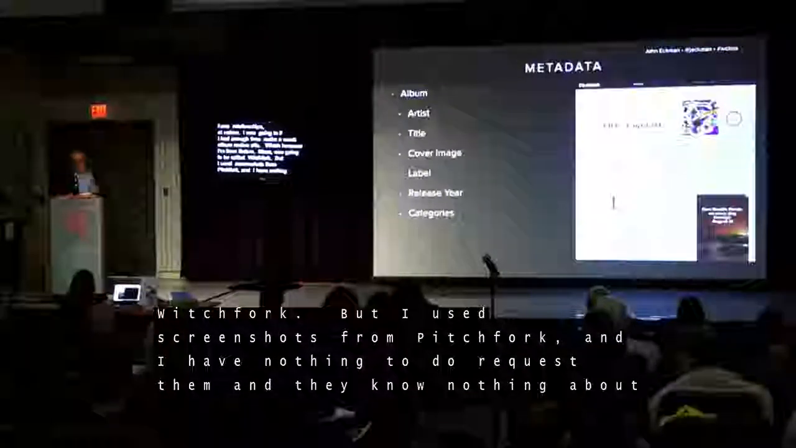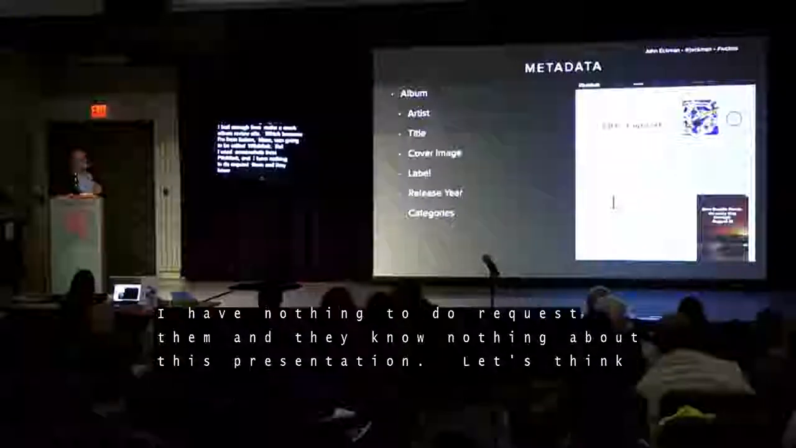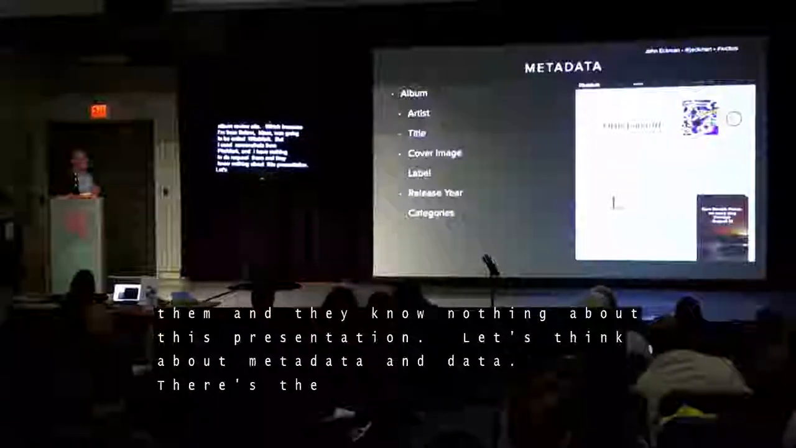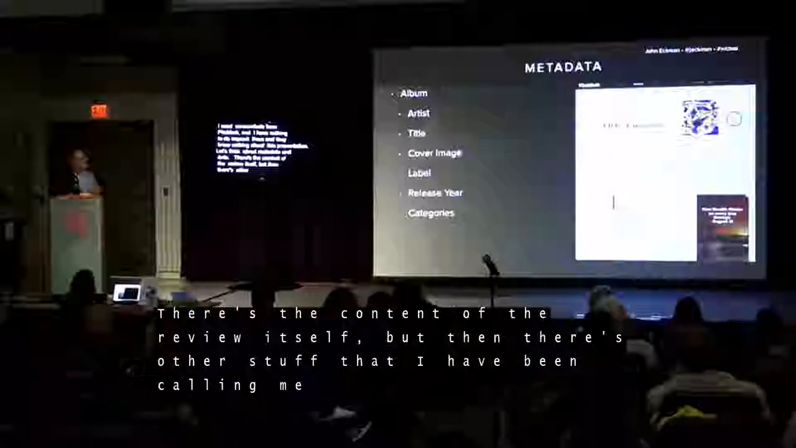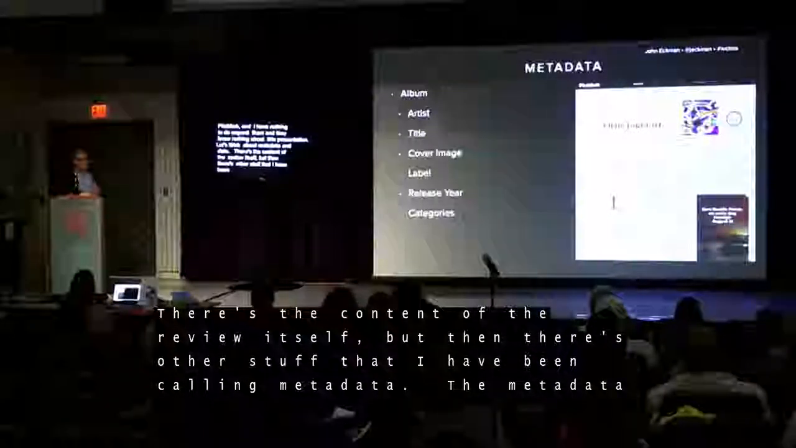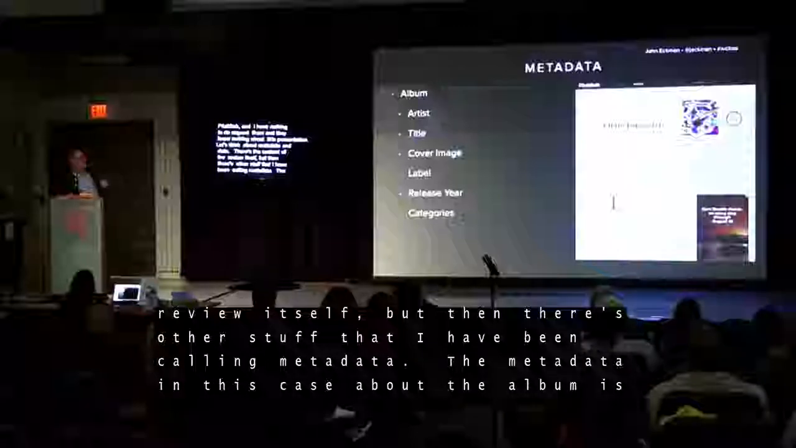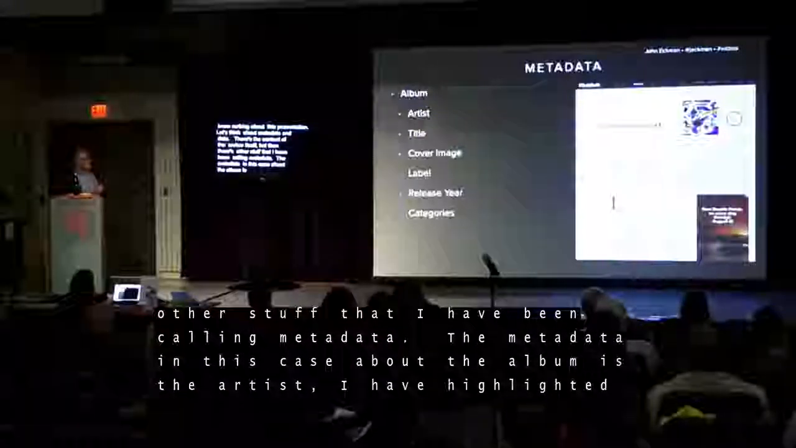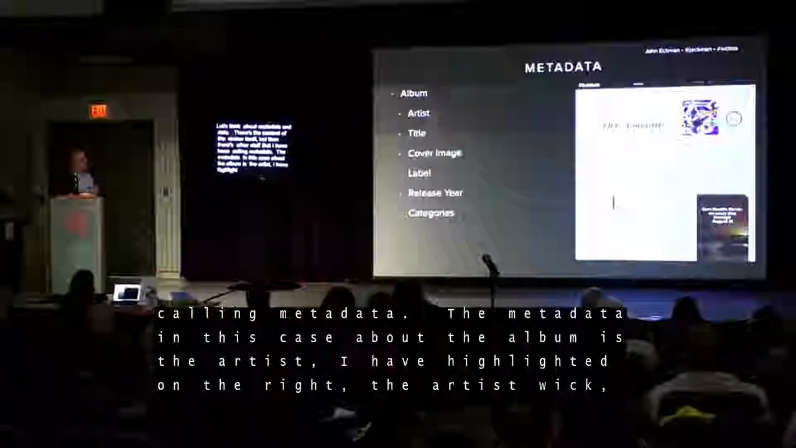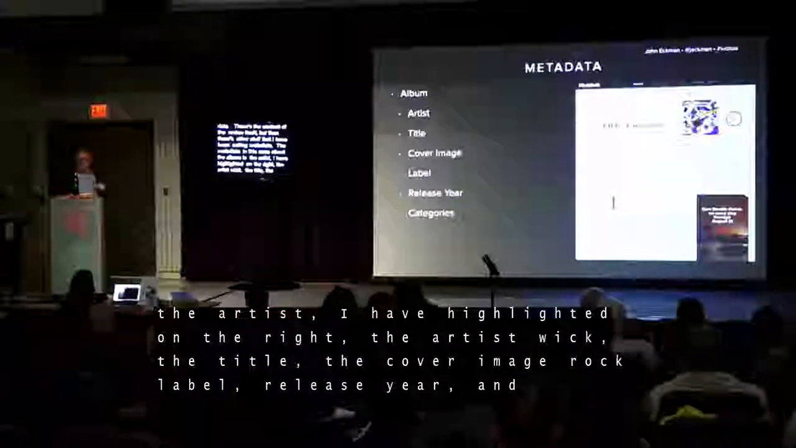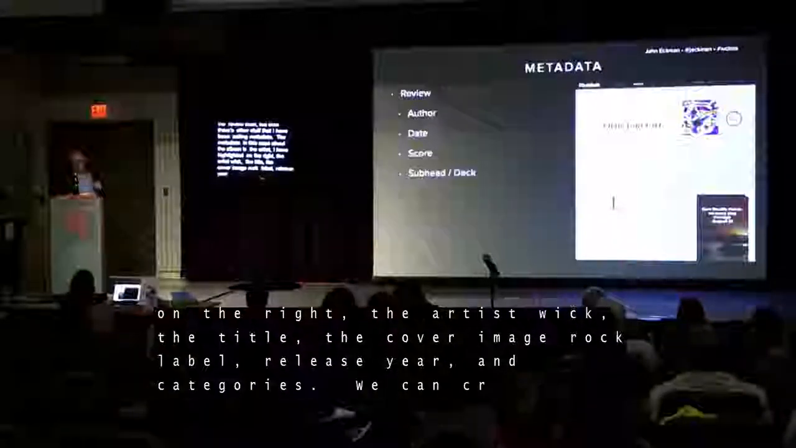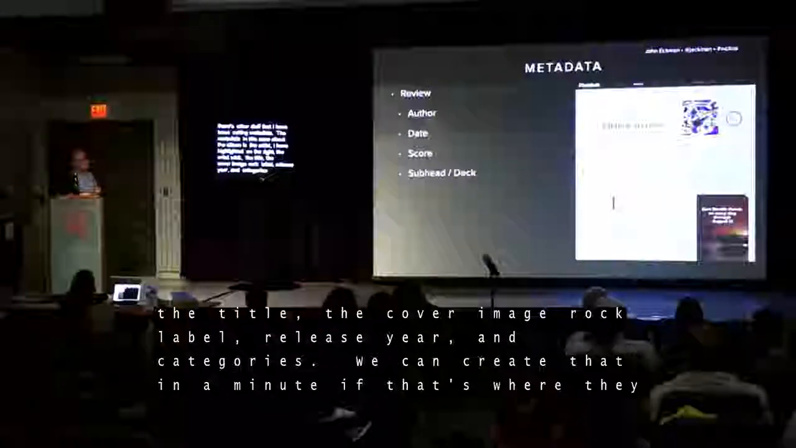So let's think about metadata and data, right? There's the content of the review itself, but then there's this other stuff that I've been calling metadata. The metadata in this case about an album is the artist, right? And I've highlighted these off on the right, the title, the cover image, the label, the release year, and I would argue the categories, though we can debate that one in a minute, whether that's actually where categories belong or not. And then there are some things that are about the review.